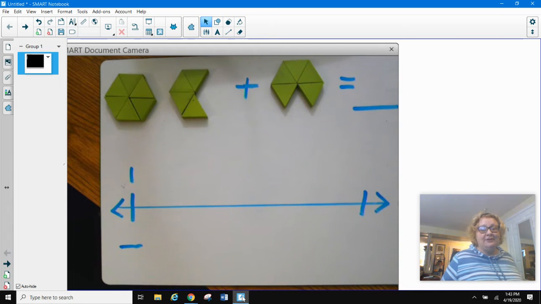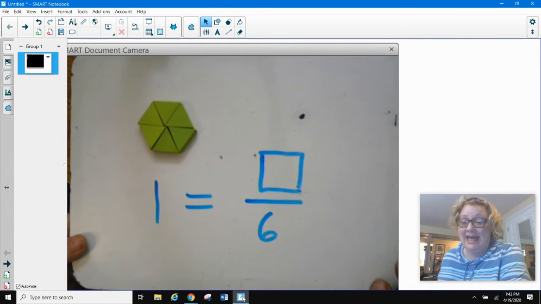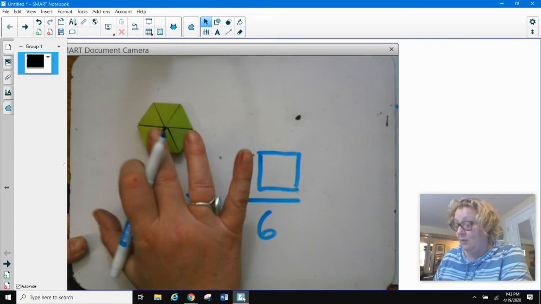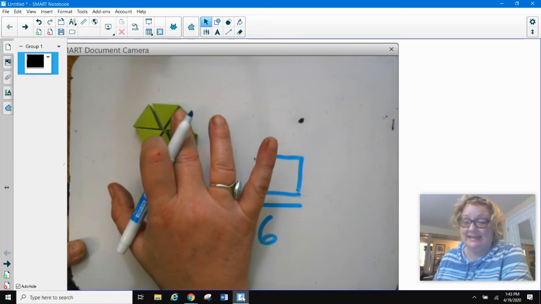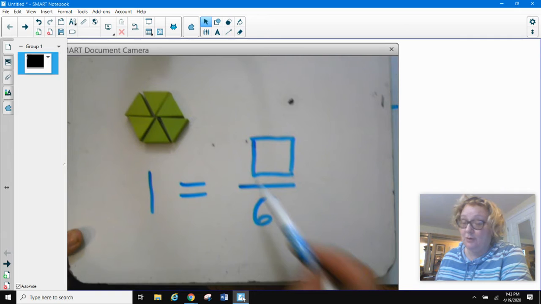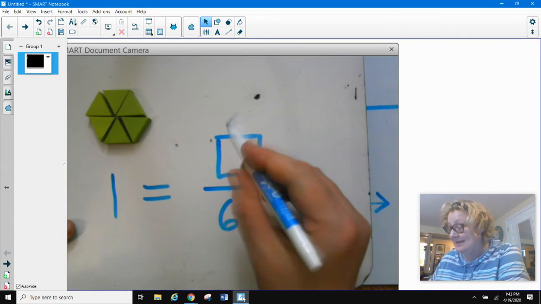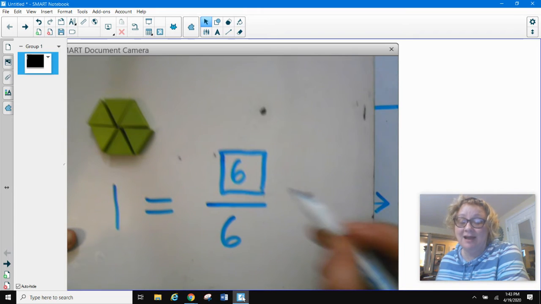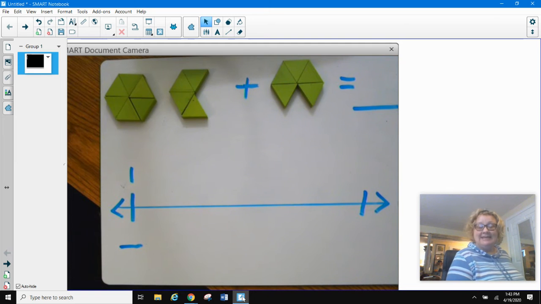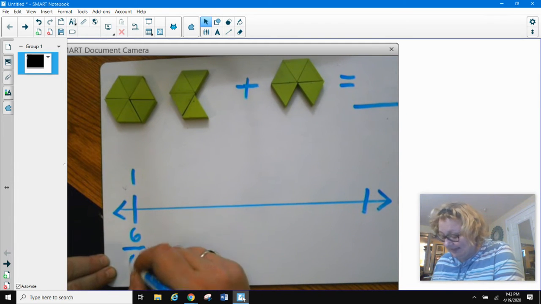So in order to figure out what you're going to start with on your number line, you want to go on and decide what 1 whole is equivalent to. We know our denominator is 6 because our whole has been divided into 6 pieces. So what does that mean our numerator is going to be, kids? It's going to be 6. We know when the numerator and the denominator are equal, it equals 1 whole. So today, instead of starting at 0, we're going to start at 6/6.